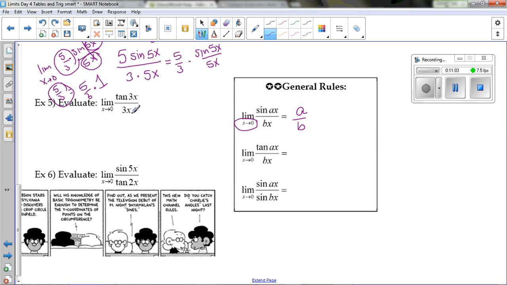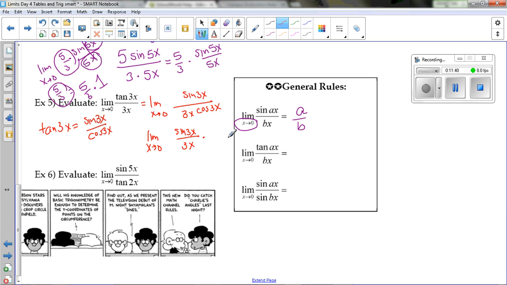All right, when I come over to here, tan 3x over 3x, well, we didn't talk about tangent. That's okay. Remember, tangent can be rewritten as sine over cosine. So I can rewrite this as the limit as x approaches 0 of sine 3x over 3x cosine 3x. It's going to be the same thing. So I can also rewrite it as the limit as x approaches 0 of sine 3x over 3x, here's the things that match, times 1 over cosine 3x.